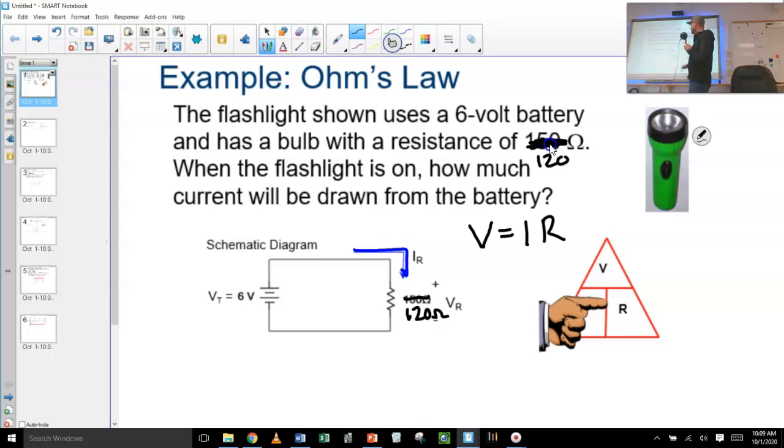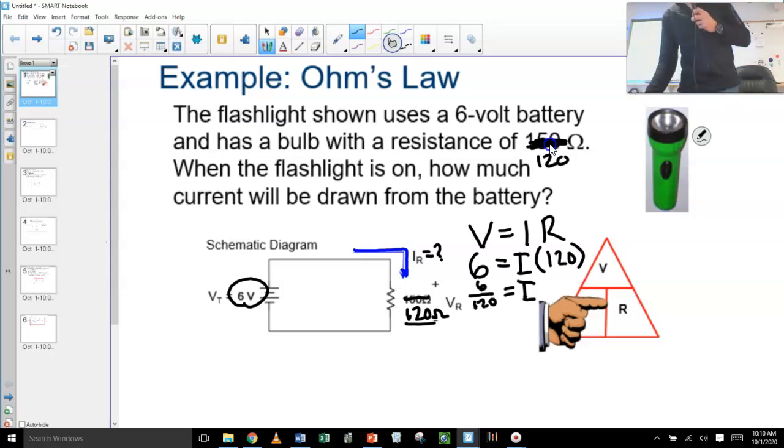So what you do is you put in your voltage, 6 volts, over here for V. And then I don't know my current. This is the unknown, so I'm going to just leave it as the letter I. And then the resistance is 120, so that goes in over here. Then I just pull out my calculator and solve this for the letter I. It's 6 divided by 120. So I go 6 divided by 120, and it's 0.05. So I equals 0.05 amps.